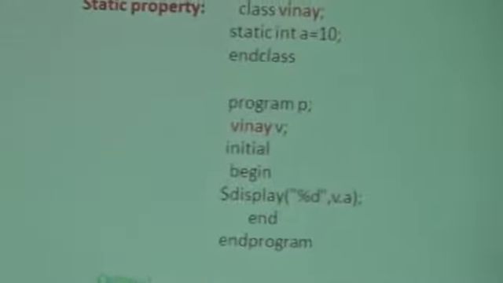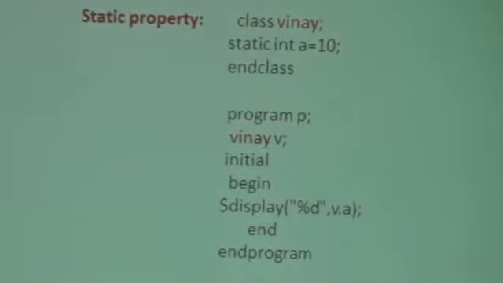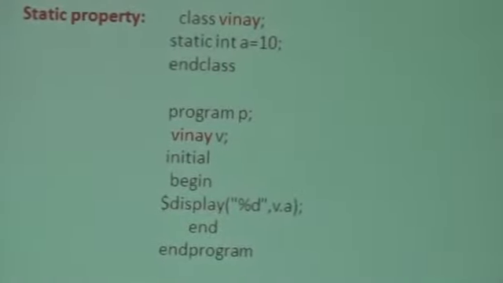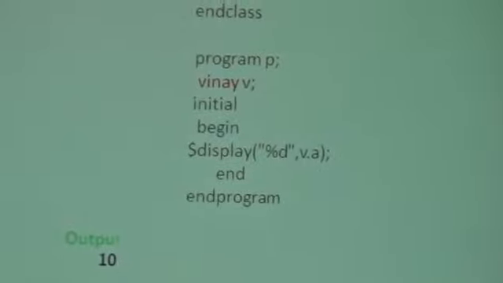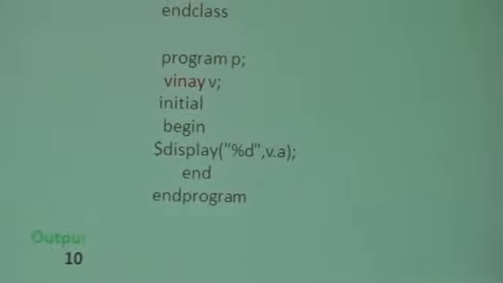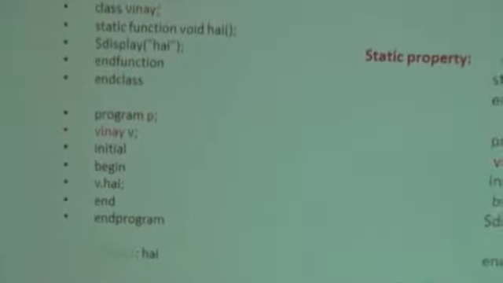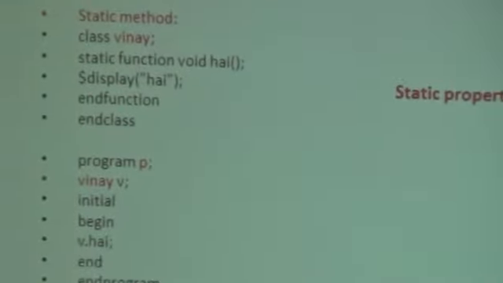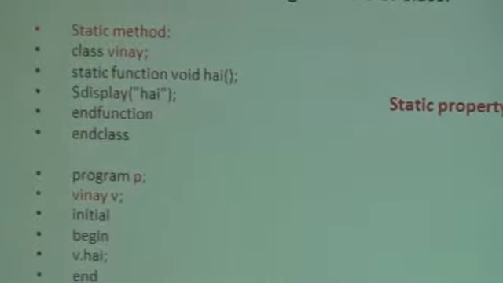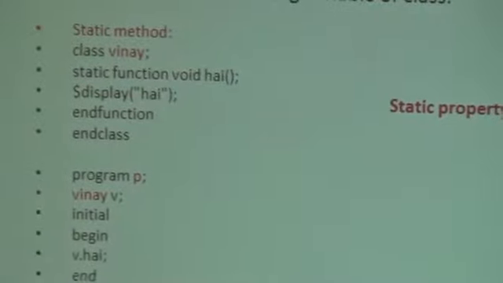Static property. Here, in this class Vinay, I have declared a property as static. In the program P, I have created a variable, not an object. The variable for Vinay is v, and I was directly accessing v.a, and I was getting the output as 10. In the method example I was getting the output as hi, since I wrote to display hi in the class Vinay.